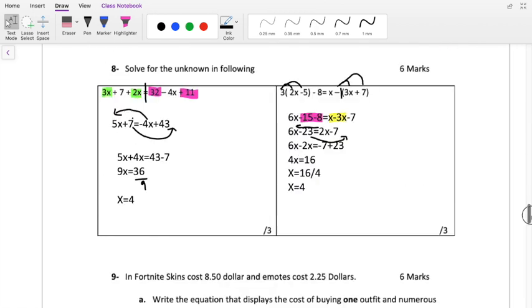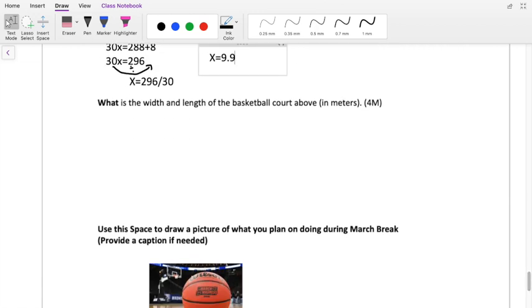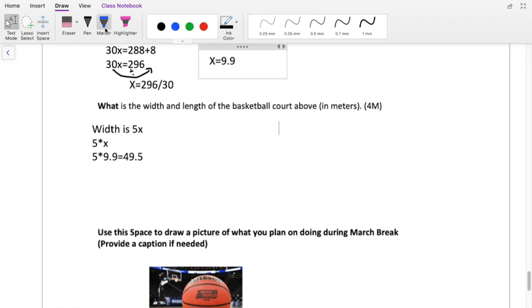I could make it whatever I want then. So now it asks me what's the width of each thing. So I know the width is 5x. That's the same as saying 5 times x, and we know x is 9.9, so the width is going to equal 49.5 feet. And I shouldn't have put this in here. This is a mistake. We haven't done conversion.